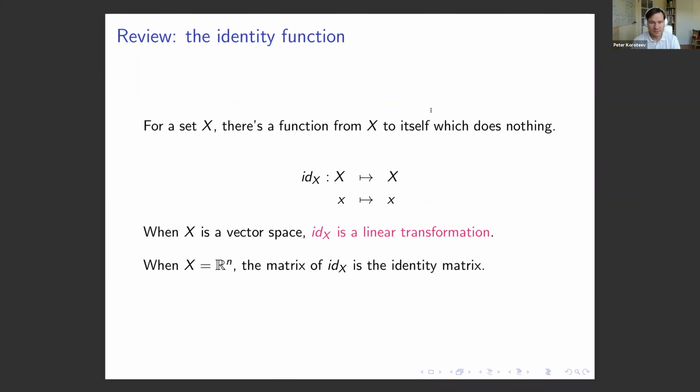Now, the easiest function is the so-called identity function, id(X), which sends every element to itself. So if X is a vector space, then id(X) is a linear transformation. And for Rn, it's represented by the identity matrix n by n.